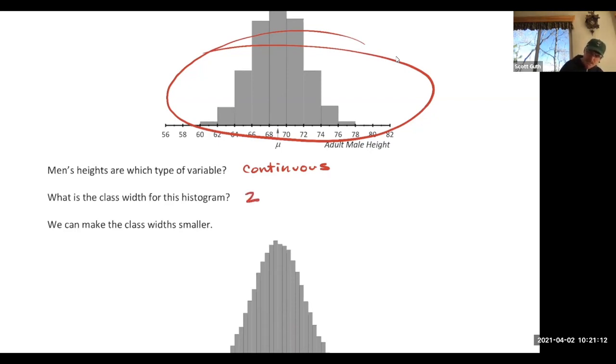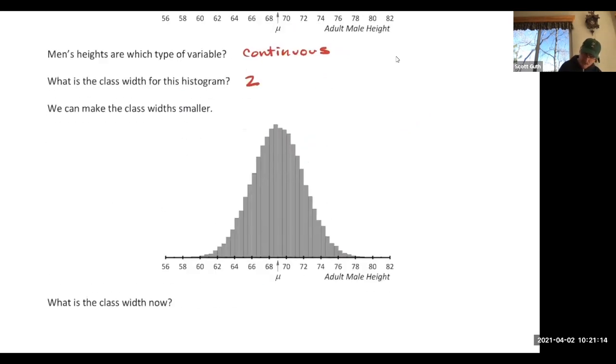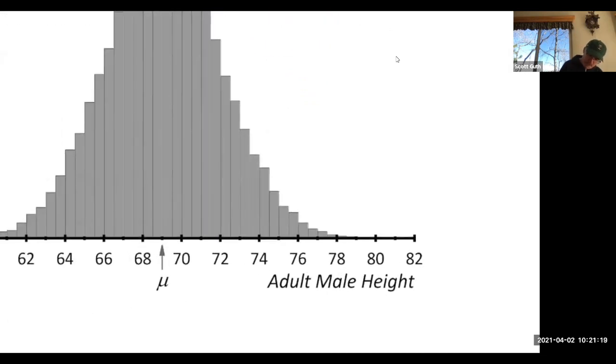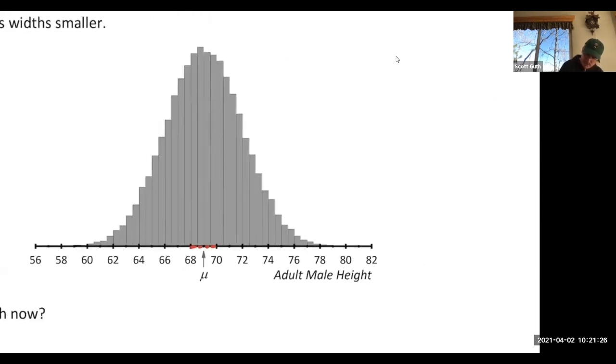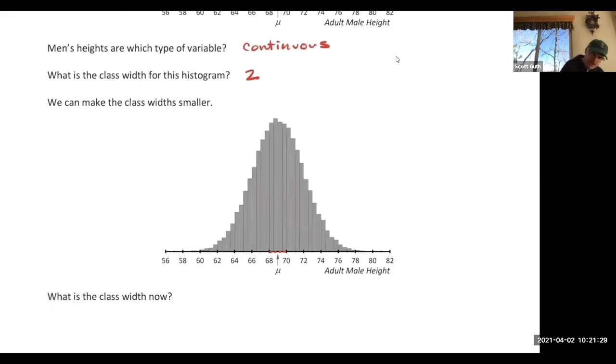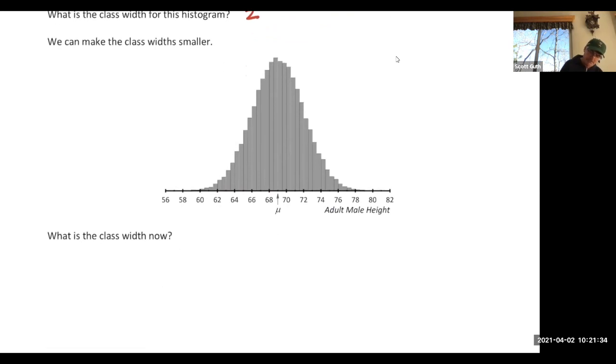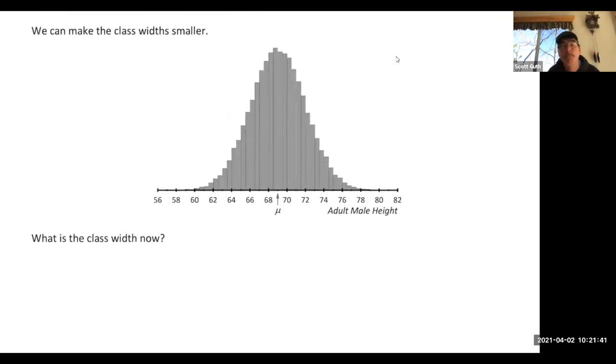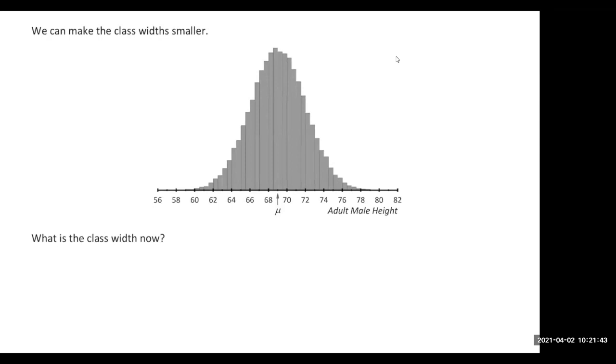Then the next thing says, okay, we can make the class widths smaller. So I think you can see from 68 to 70, you can see 4 bars there. So 1, 2, 3, 4. So I've sort of allowed the numbers to get a little closer together. With 4 bars in that range, what's the class width now? Anybody? Is it half? Yeah, 0.5 for the class width now.